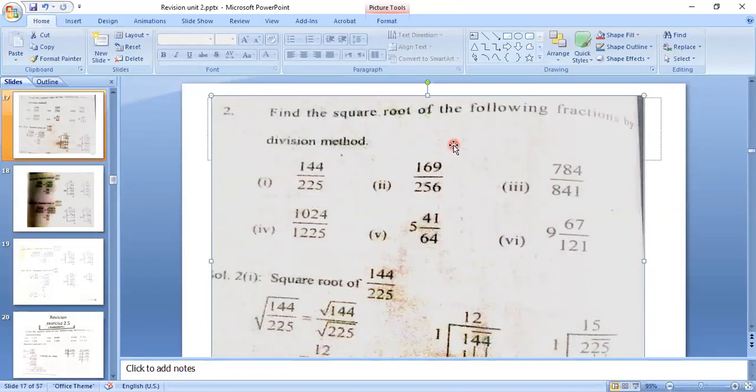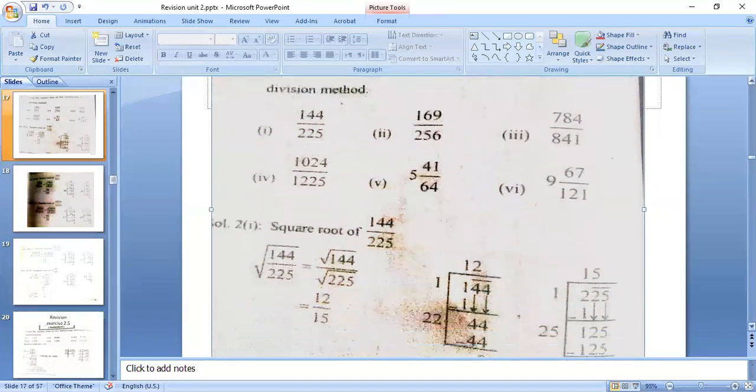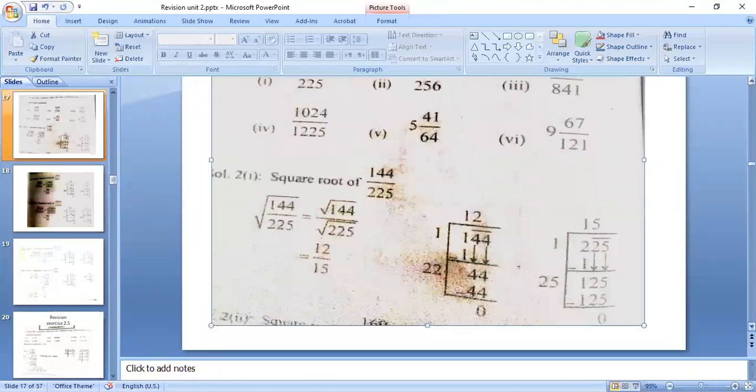Now again we have few questions here for the revision. We revise them. The first part is 144 over 225. So first of all, we will find the square root of 144 by division method. So what will we do? First step, we write 144 in the square root form. Then we make the pair. First pair is 44 and only 1 is left.